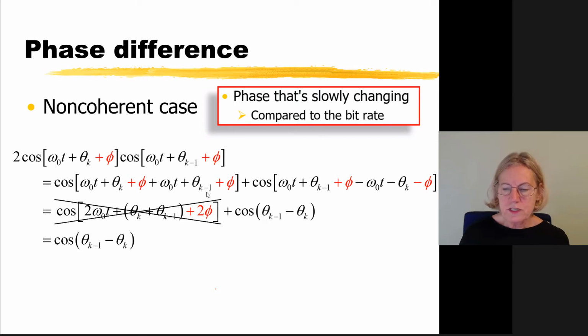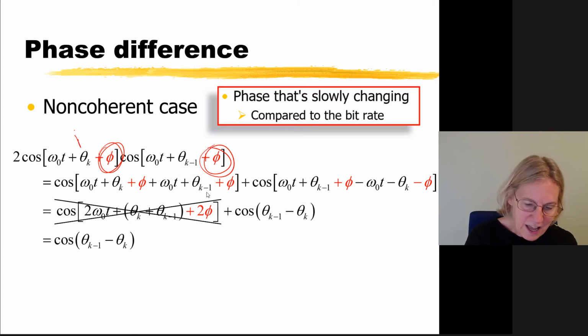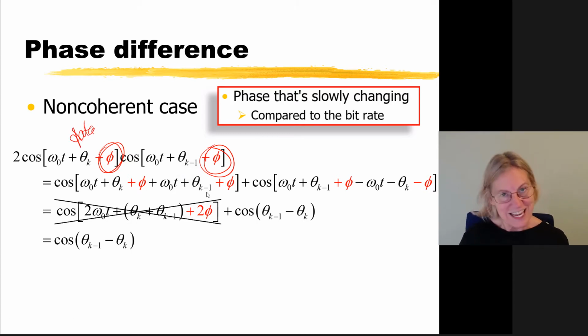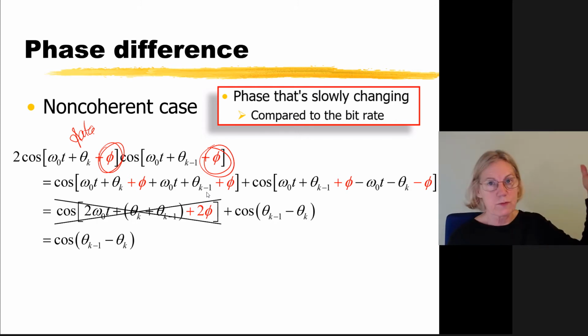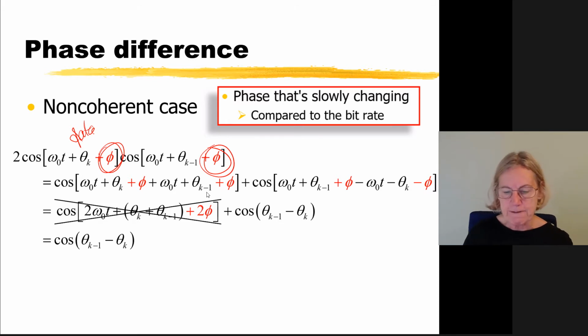So remember, I assumed that the phase is slowly changing compared to the bit rate. Now suppose phi is now this data rate. This is the difference in the oscillators. The data is in the theta, and the phi is just the oscillator at the transmitter, which is drifting. If it's drifting slowly, everything works out. I've put that drift in, and you can see why that's the case, because here the phis cancel out.